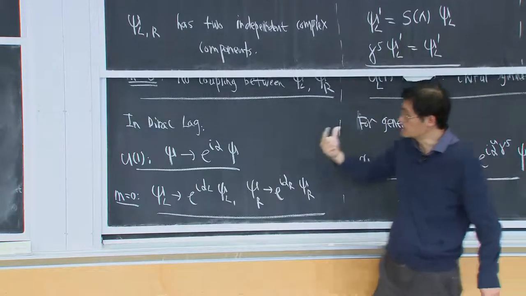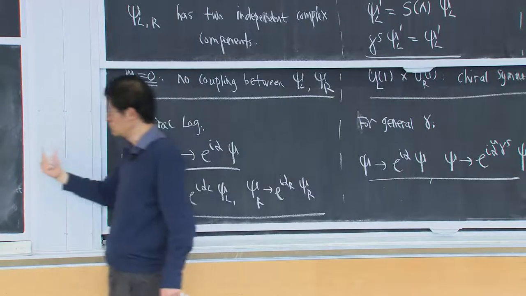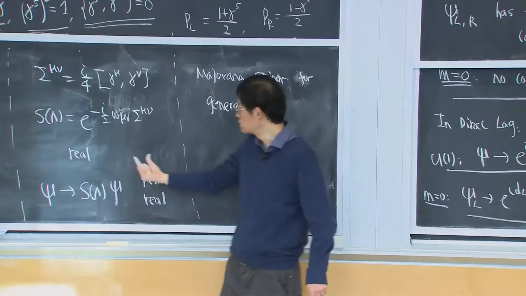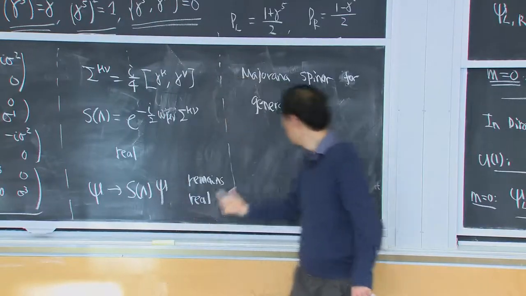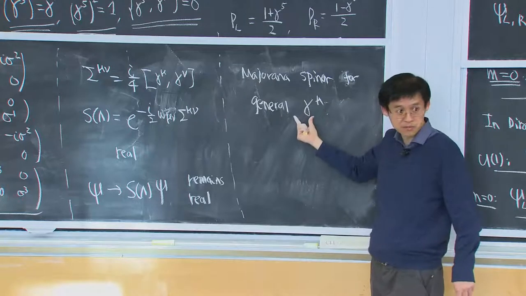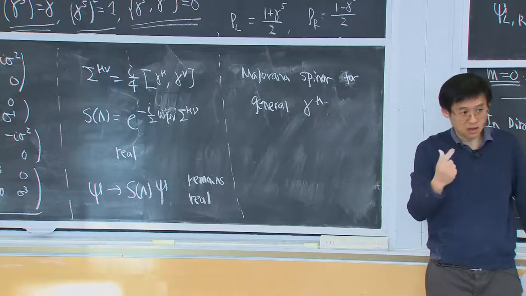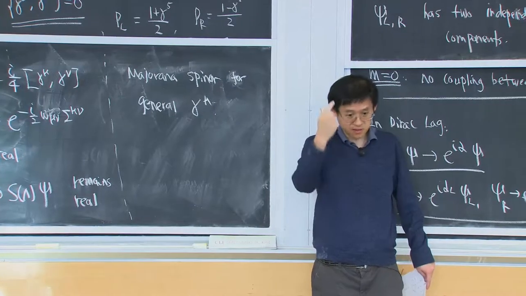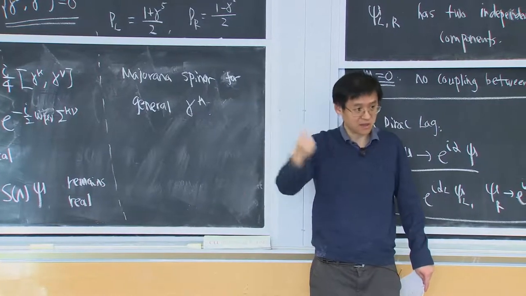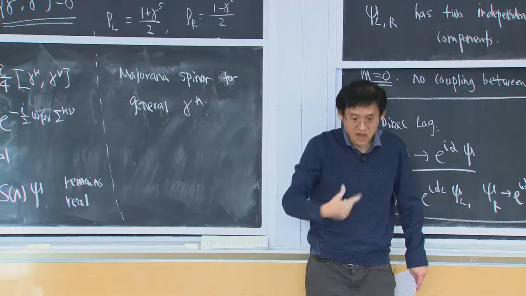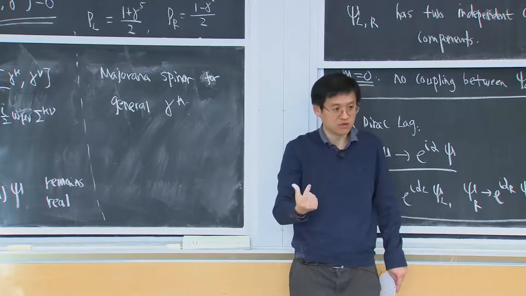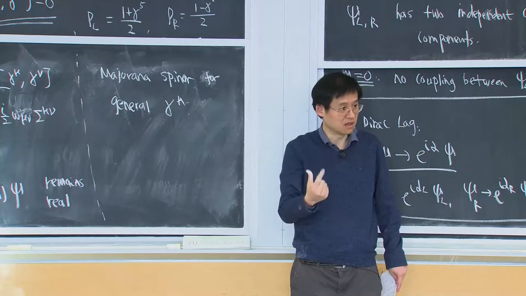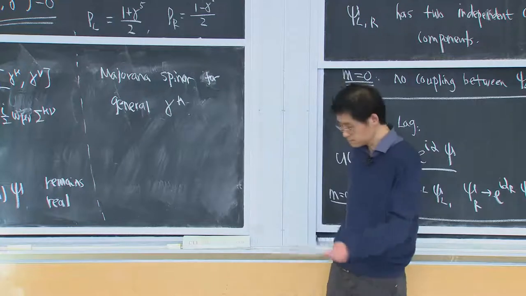So now the key is how do you find the analogous condition to psi being real in the general basis, okay? Because when gamma mu is generally complex, clearly you cannot set psi equal to psi star, okay? That does not make sense. You have to find another equivalent equation to do essentially the same thing, okay? So that's the basic idea.